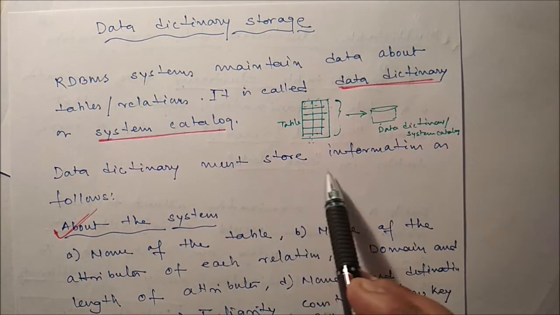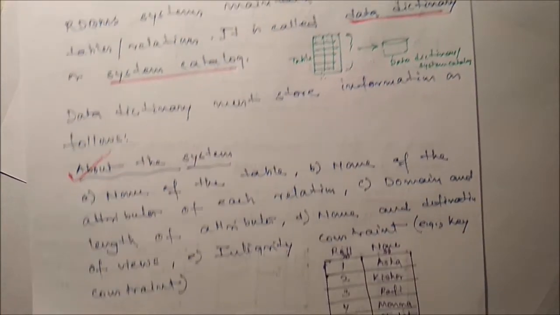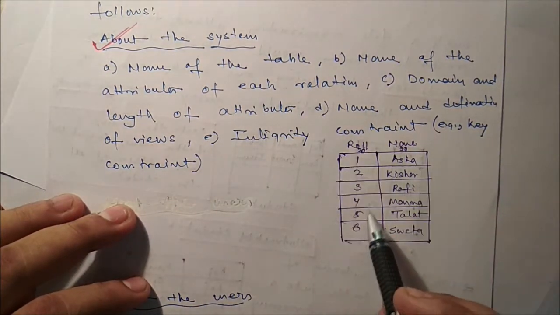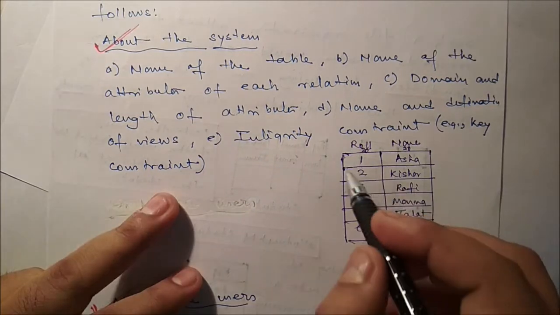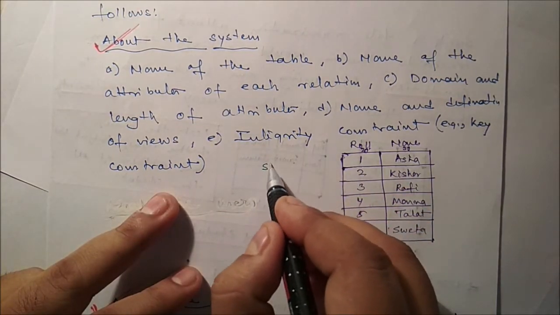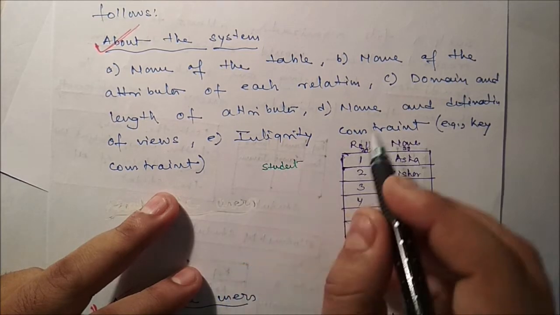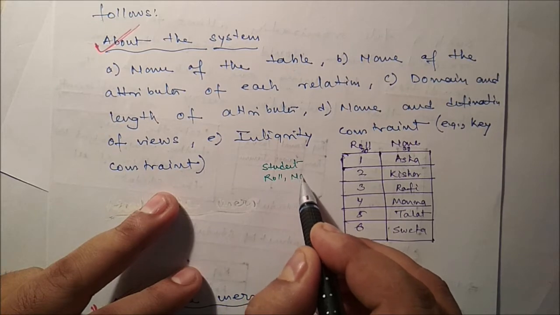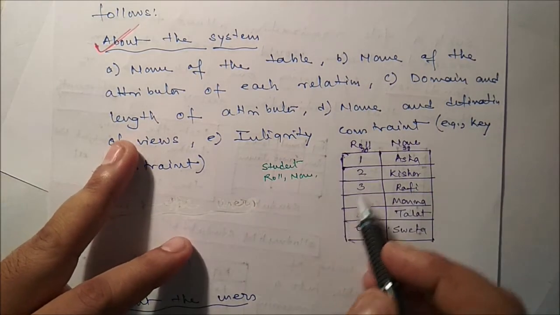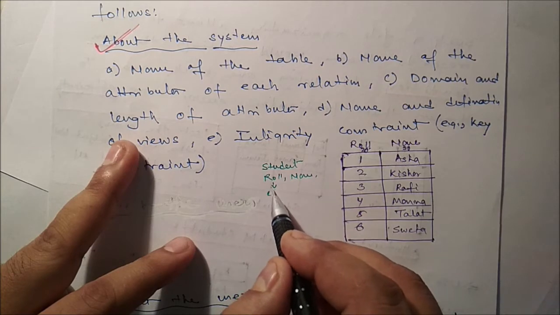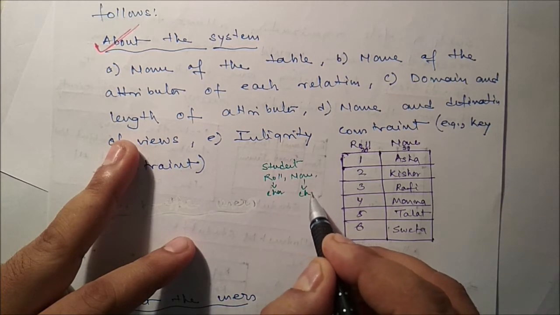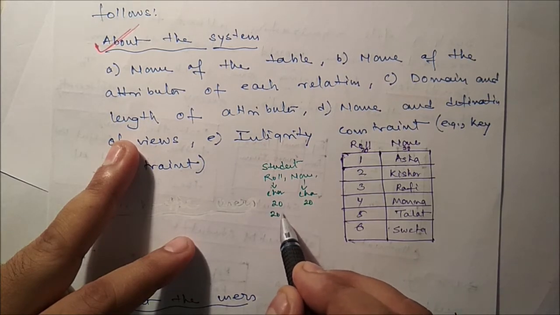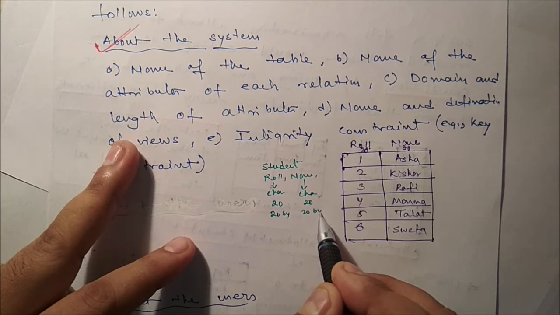Now, the data dictionary must store information as follows. First, we store information about the system, say the name of the table. So there is a table, and we should store its name, say student. Then the name of the attributes of each relation, say roll number and name, and the domain and length of each attribute. Say the domain is character for both, and the length is 20 bytes.